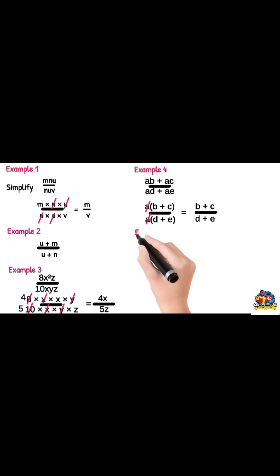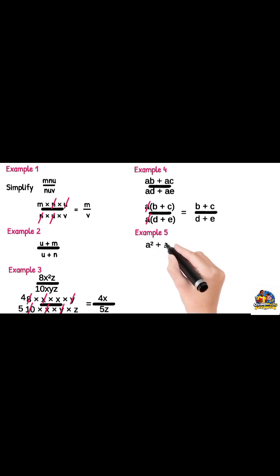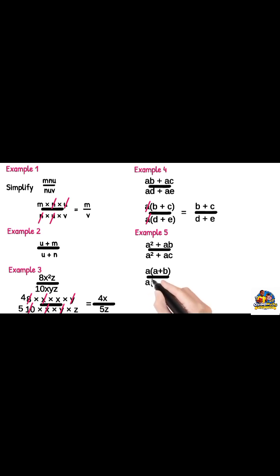Example 5. A squared plus AB over A squared plus AC. Numerator, what is the factor? What is common? A is common, right? B is not common, so it is only A. Bring A out. So it remains A plus B over the denominator. A also is common. A into brackets A plus C. A cancels A. So that will give us A plus B over A plus C.